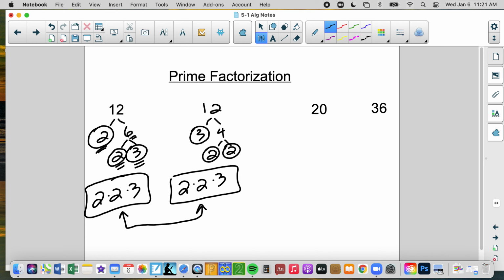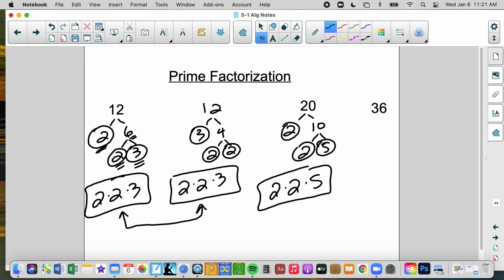Let's do 20. I'm going to break 20 into 2 and 10. 2 is prime, 10 is composite, so I'll break 10 into 2 times 5. So 5 is prime, and so my prime factorization ends up being 2 times 2 times 5.